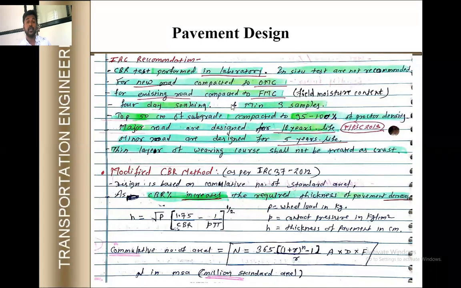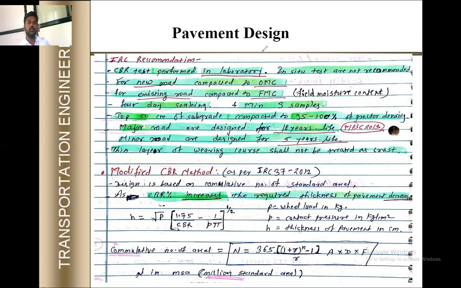Then what are the IRC recommendations for the design of flexible pavement as per the CBR method? So the CBR test is very important. Please see here, the CBR test is performed in the laboratory. Please keep in mind, in situ tests are not recommended as per the IRC. For a new road, it is compacted to the OMC. This is very important. Please everybody keep in mind.